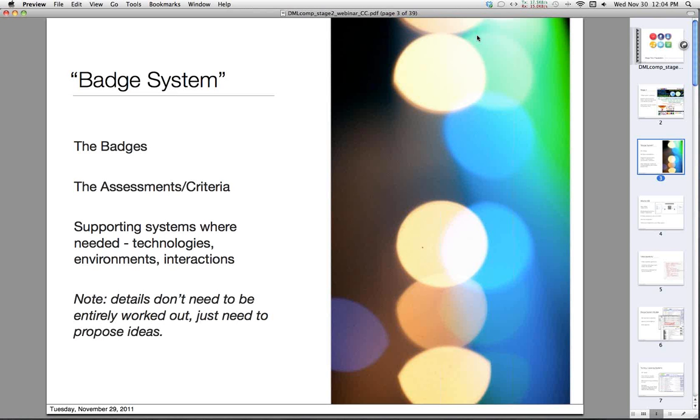Just as an FYI, it is not necessary to work out all the details involved in the badge system, so your designs do not have to be perfect. The technology thinking does not have to be down to the code. You just need to essentially propose ideas in this situation, very similar to the way Stage 1 worked, where there were proposals of concepts of what might make good badge systems. Here it's the same idea. It's the extension of that: what might make good badge systems, taking that content and using it.